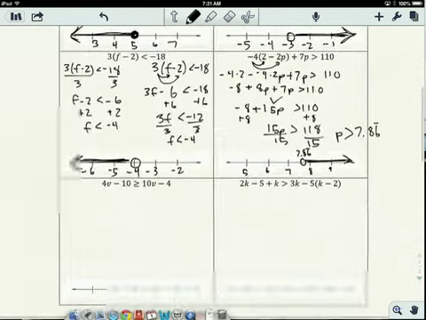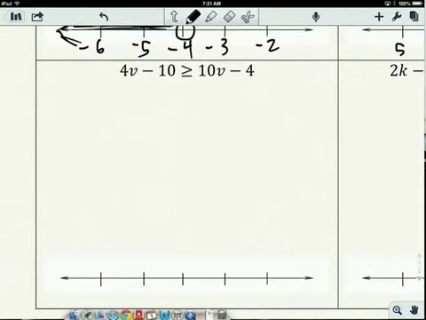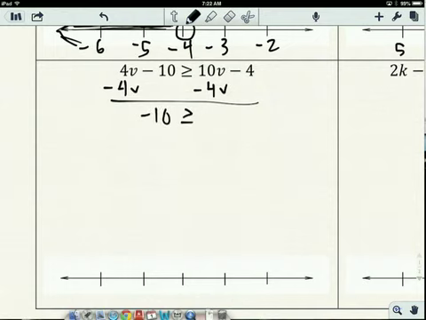Okay, let's keep going. 4v minus 10 is greater than or equal to 10v minus 4. The thing to notice about this one is that you have v's on both sides of the inequality, and so I'm going to start by moving the v's from the left side. That's because 4v is less than 10v, and so I'm going to take away 4v. And so I'll get -10 is greater than or equal to 10v minus 4v is 6v minus 4.